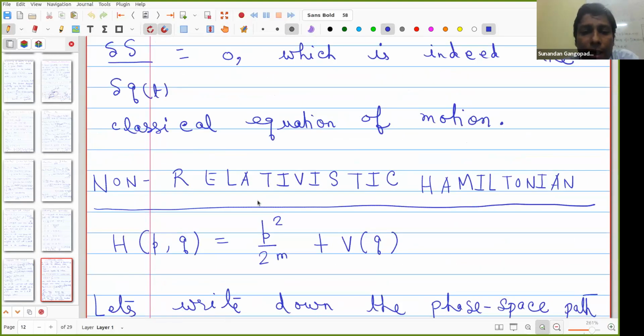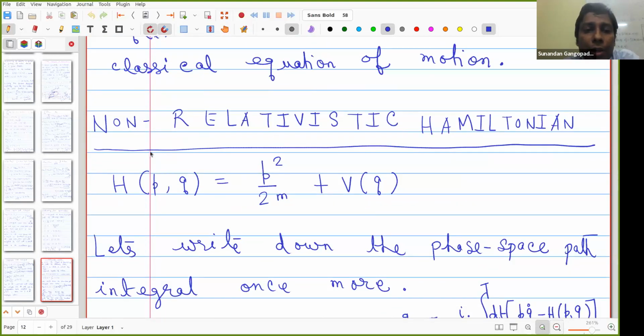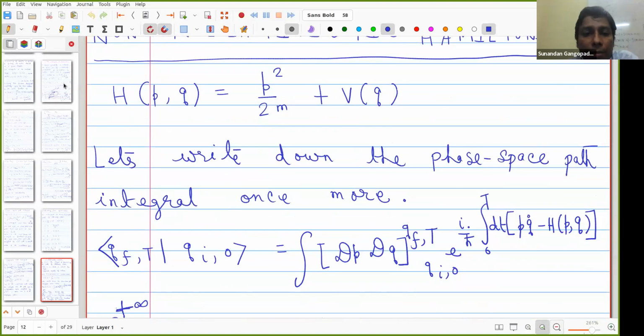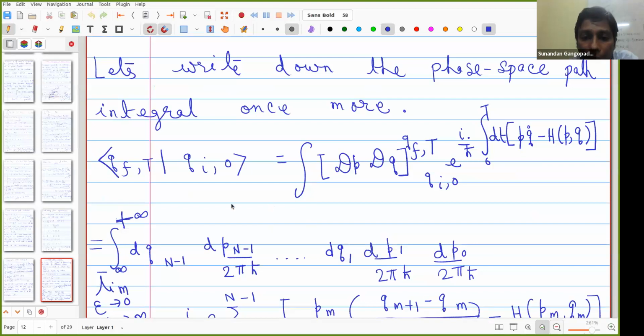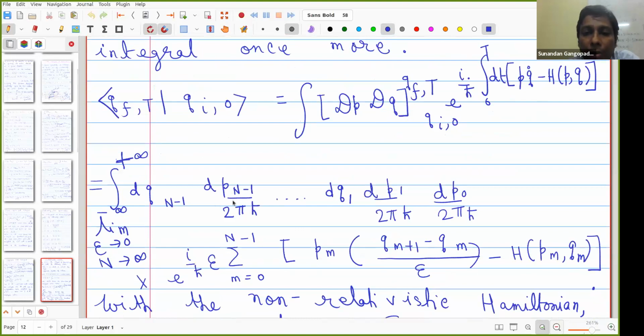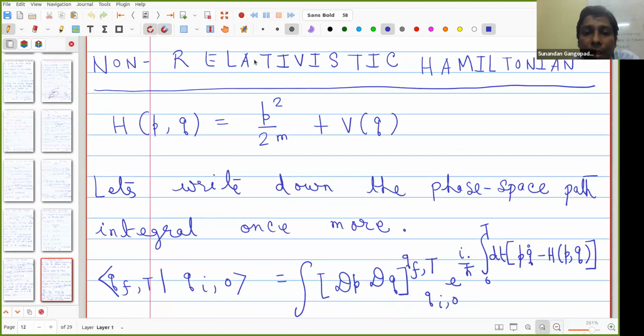We also discussed the classical limit, and then we went on to discuss the non-relativistic Hamiltonian. The non-relativistic Hamiltonian is of this form: p squared by 2m plus some potential V of q. If we choose this form of the Hamiltonian, then we showed that the momentum functional integral in the phase space form of the path integral can now be done exactly, because it is basically a Gaussian functional integral in the momentum.